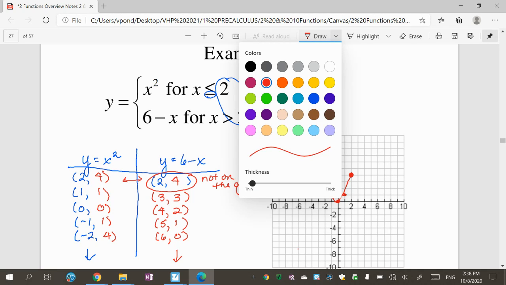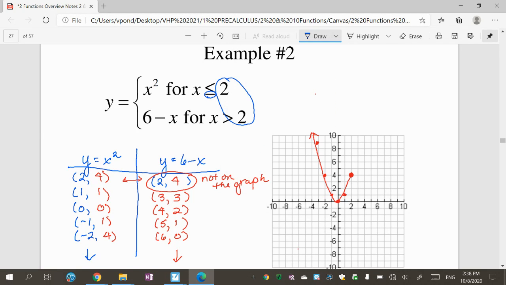Now, honestly, the point 2, 4 happens to be on the graph because it's over here. But really, it's an open circle here, but it's like on top of each other. So the graph is really there. The point's really there. So then I have 3, 3, 4, 2, 5, 1, 6, 0, and it keeps going and going. So this is the other part of the graph.